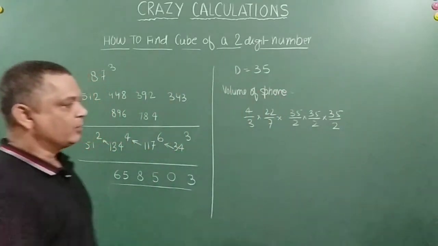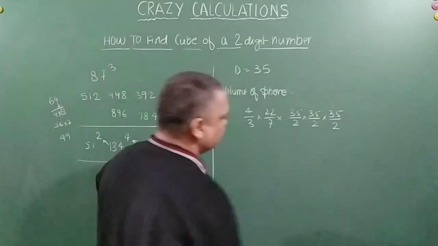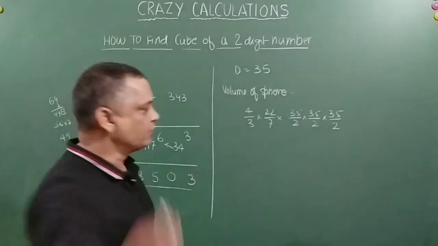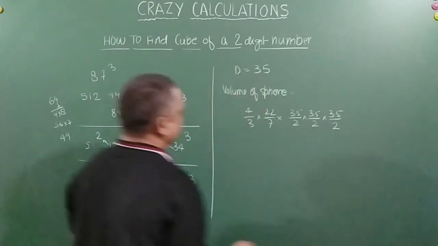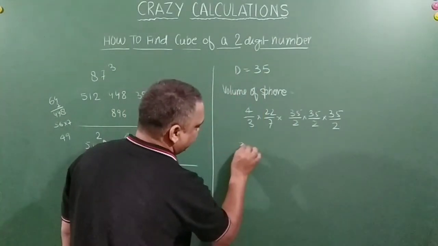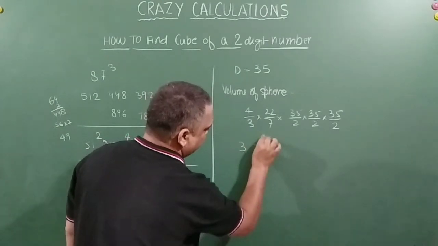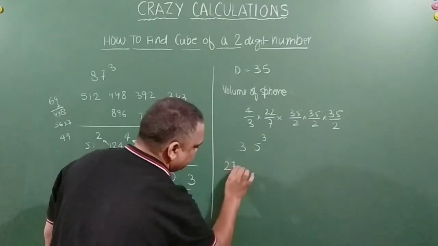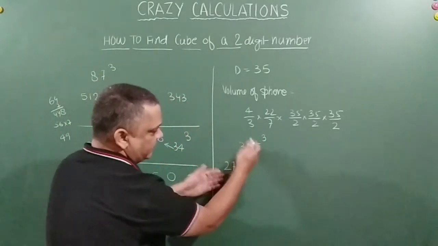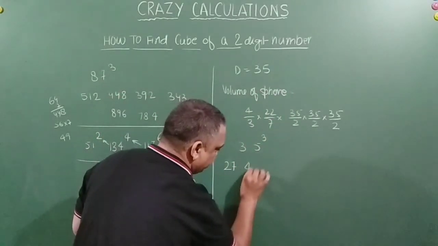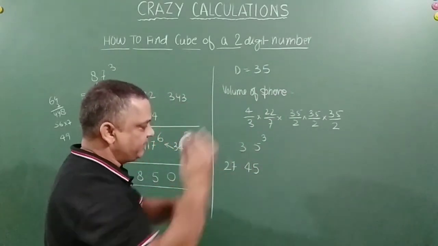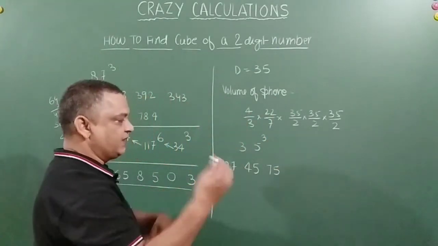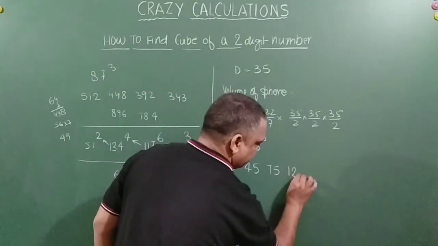Right? Now in normal scenarios you have little difficulty, but if you know how to find out 35 cube, you can actually solve it easily, right? Let's do this. 35 cube, right, friends? We'll cube the first number. Sorry, 27. Keep it here. 27 divided by 3 is 9. 9 into 5 is 45. 45 divided by 3 is 15. 15 into 5 is 75. 75 divided by 3 is 25. 25 into 5 is 125.